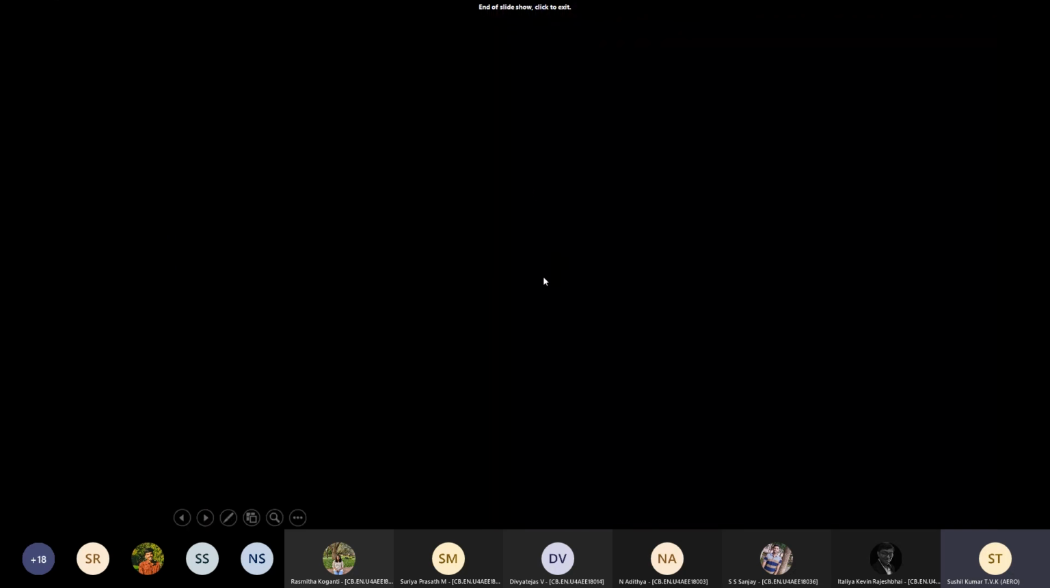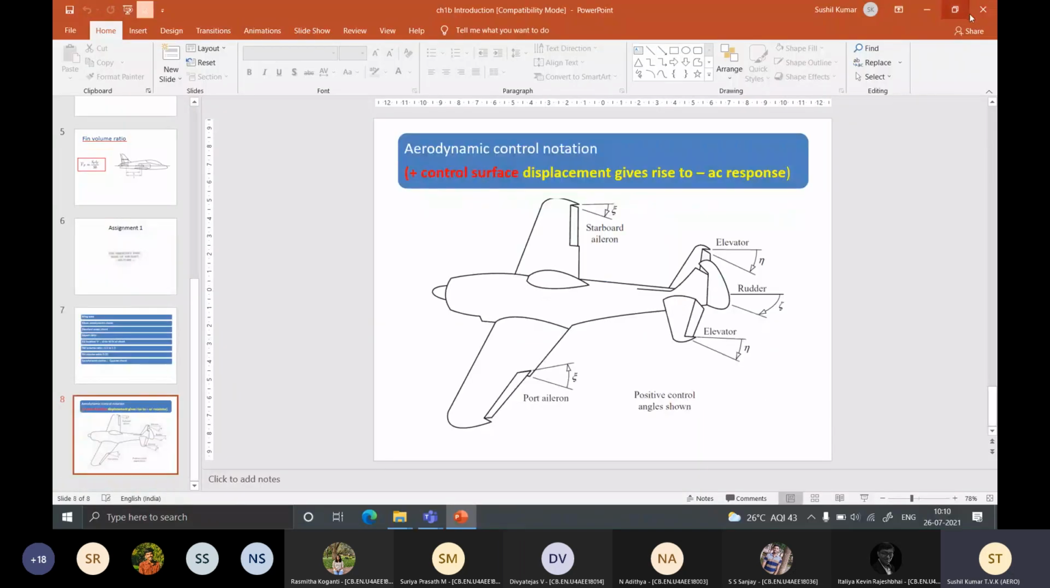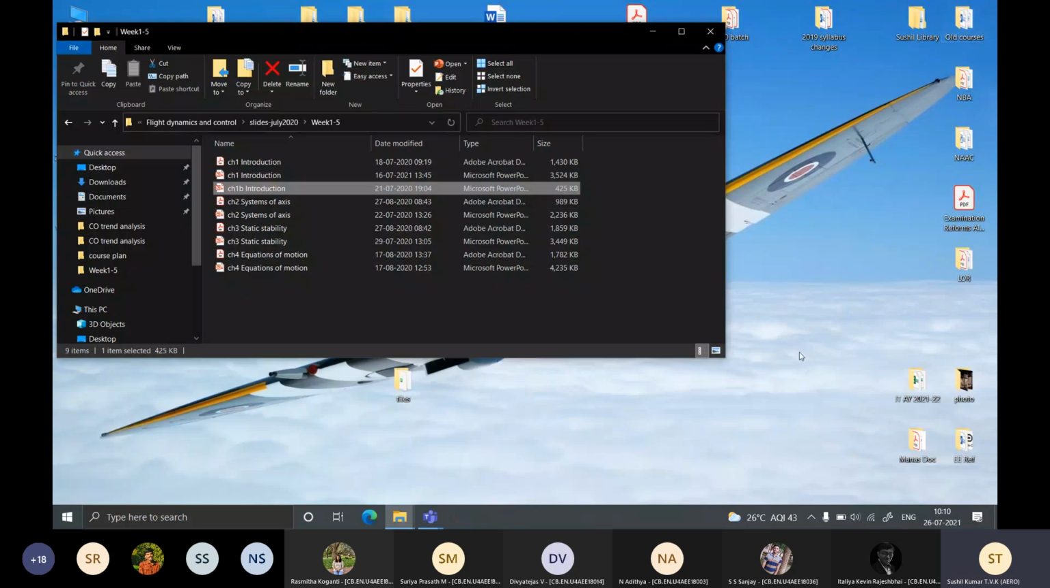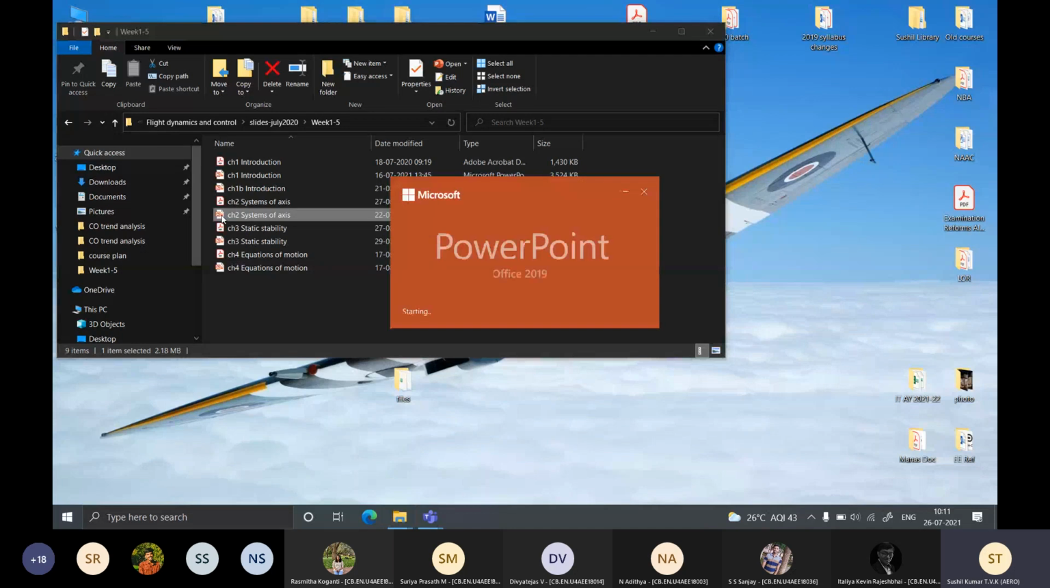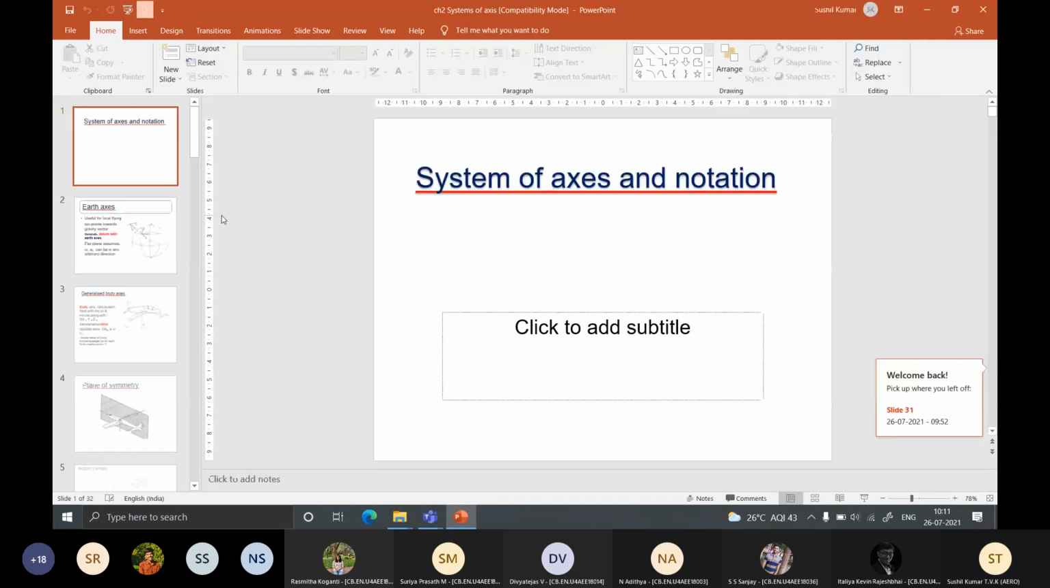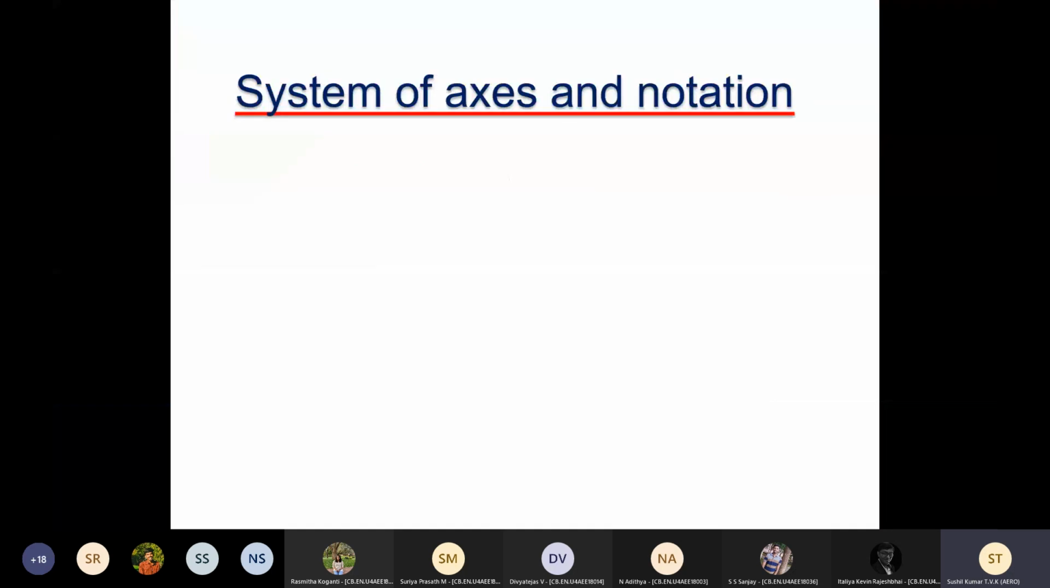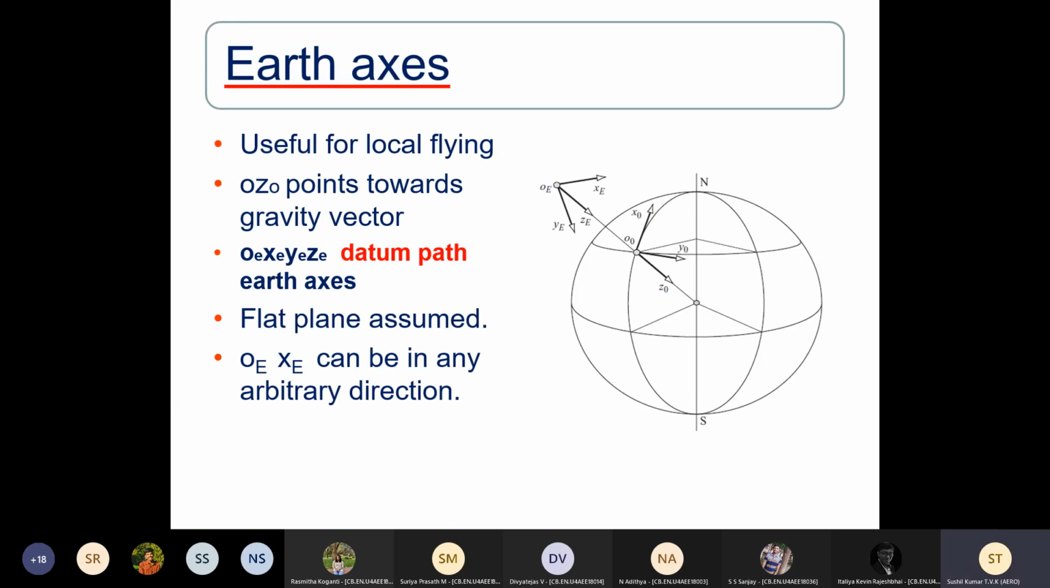Okay, that's something basic on the notations. Let's change over to the next PPT. Sanjay, can you see the slide, system of axis and notation? Yes. Yeah. Okay.